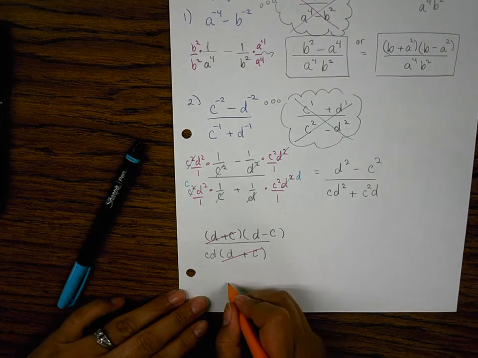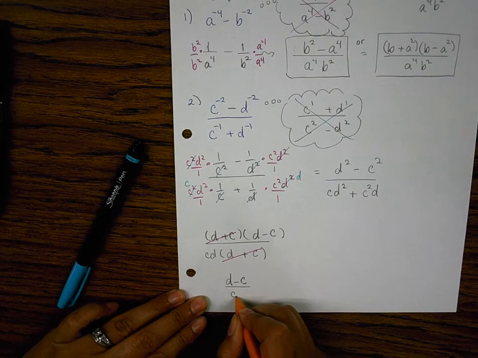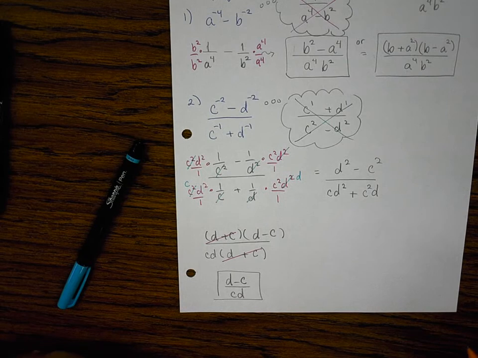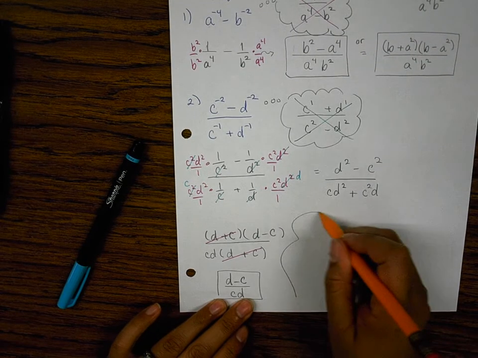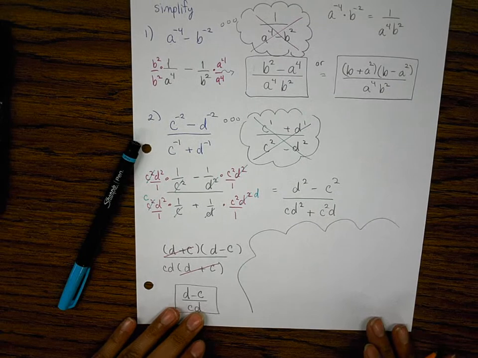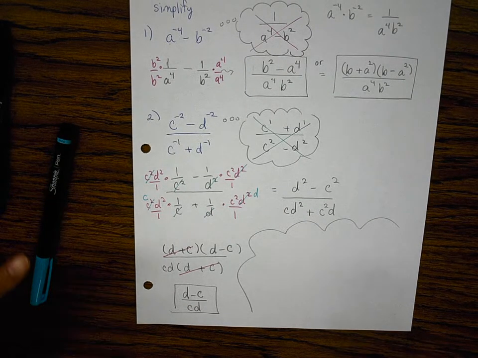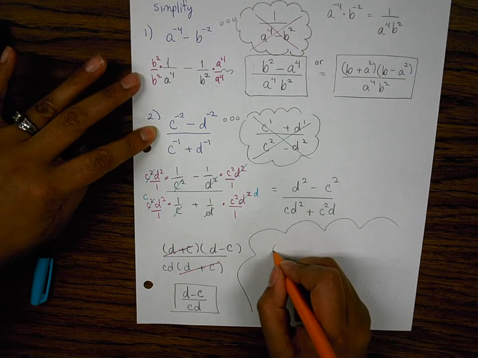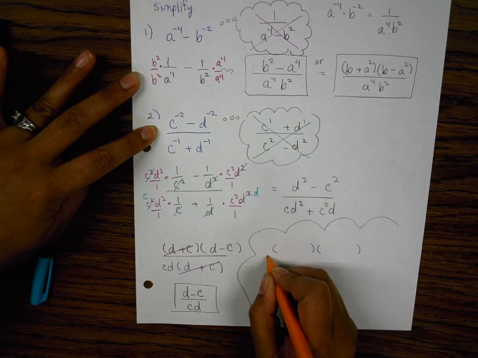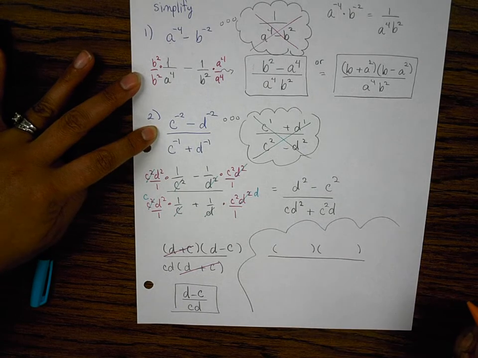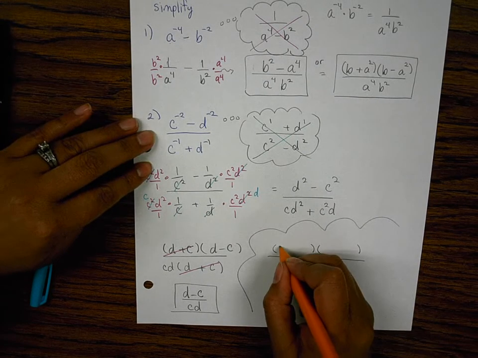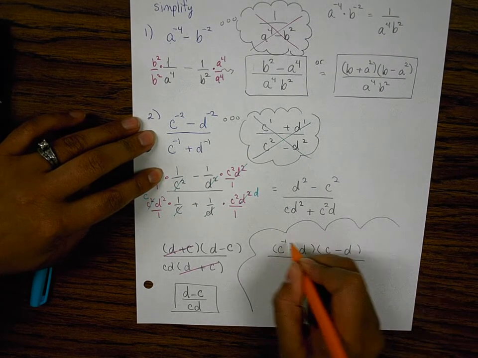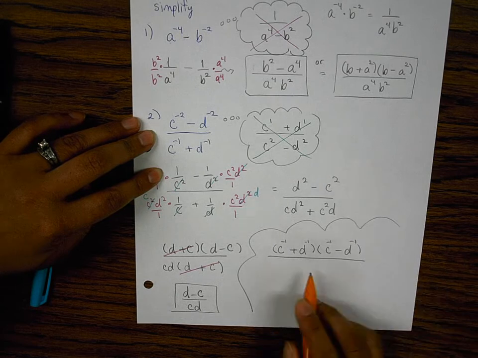The D plus C's do reduce, and I'm left with D minus C over CD. All right, just a quick side note. Some kids would like to factor first, which is totally doable. The method I showed you works. Some kids would say, hey, wait, I can factor that using difference of two squares, which is perfectly fine. Sometimes factoring first doesn't help you, sometimes it does. So we will talk more about this, but I'm just going to show you really quick the other choice.